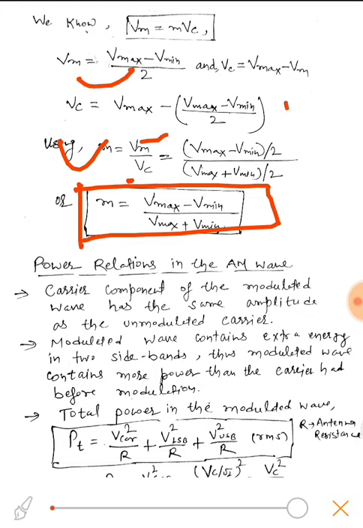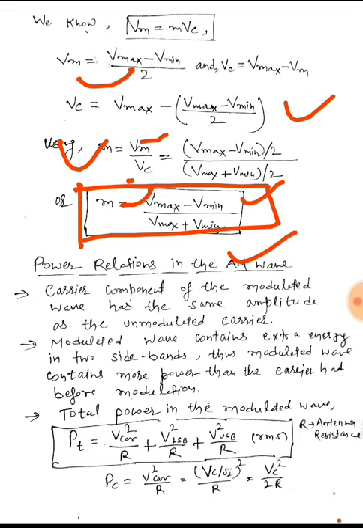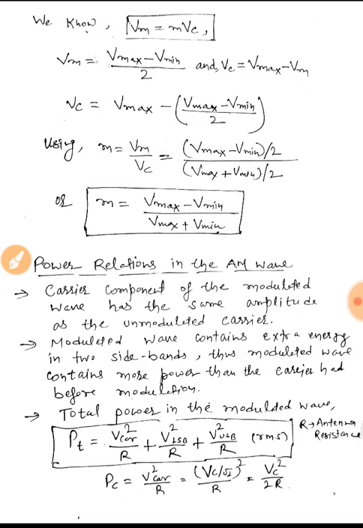Vm is this one and Vc is this. Taking their ratios, we will get modulation index as the maximum value of modulated wave minus minimum divided by maximum plus minimum, Vmax minus Vmin divided by Vmax plus Vmin. So this is how modulation index can be calculated in terms of the maximum and minimum amplitude of the modulated wave. So next is the power calculations.